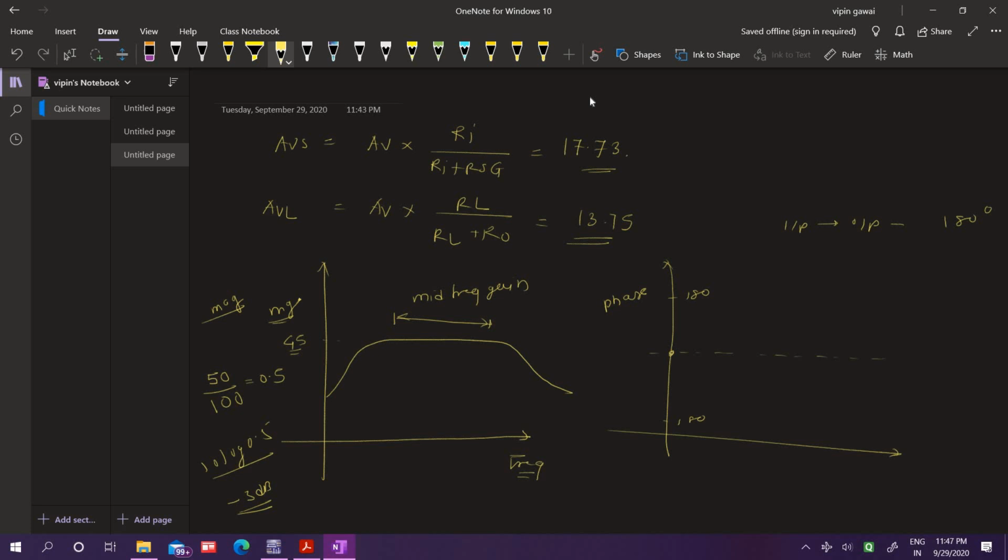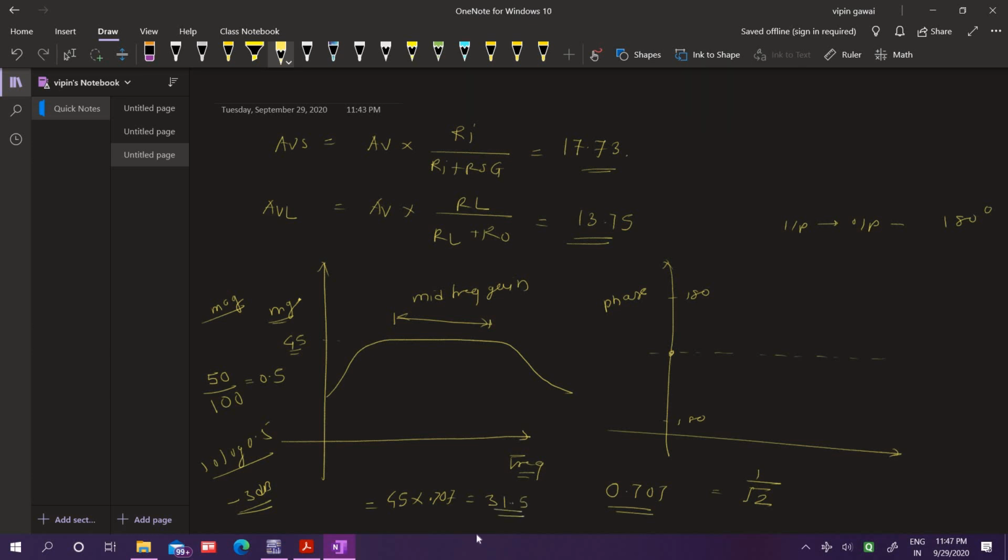Now if I convert this minus 3 dB into the linear scale, it will come across 0.707, which is nothing but 1 by root 2. Now if I multiply this 0.707 with the mid frequency gain, so if I multiply 45 into 0.707, it will come across 31 point something, so 31.5 I can say.